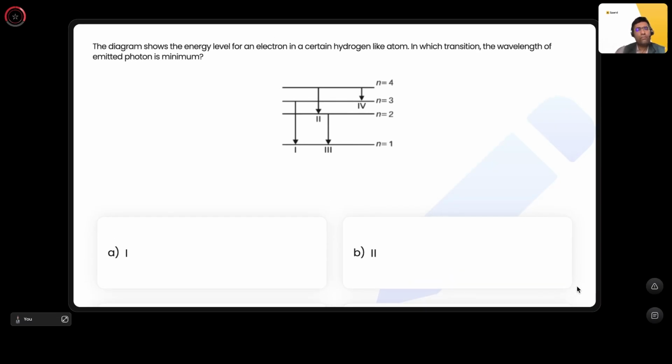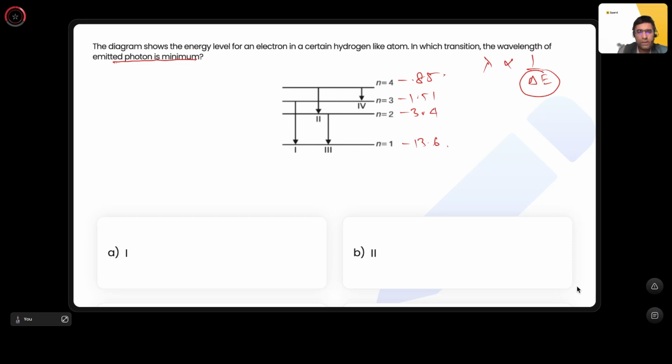The diagram shows the energy levels for an electron in a certain hydrogen-like atom. In which transition is the wavelength of the emitted photon minimum? So lambda will be inversely proportional to delta E. Whichever transition has the maximum energy difference will have the minimum wavelength of the photon emitted. So let's consider it a hydrogen atom only. So this will be minus 13.6, minus 3.4, minus 1.51, and minus 0.85.